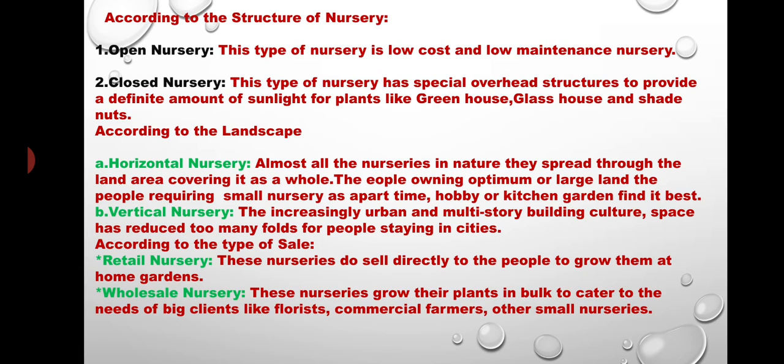And according to the type of sale, the first one is the retail nursery. These nurseries sell directly to the people to grow plants in home gardens. Last one is wholesale nursery. These nurseries grow their plants in bulk to cater to the needs of big clients like florists, commercial farmers, and other small nurseries.